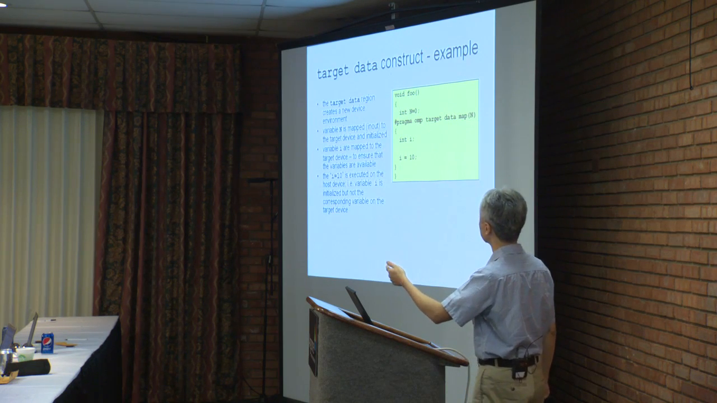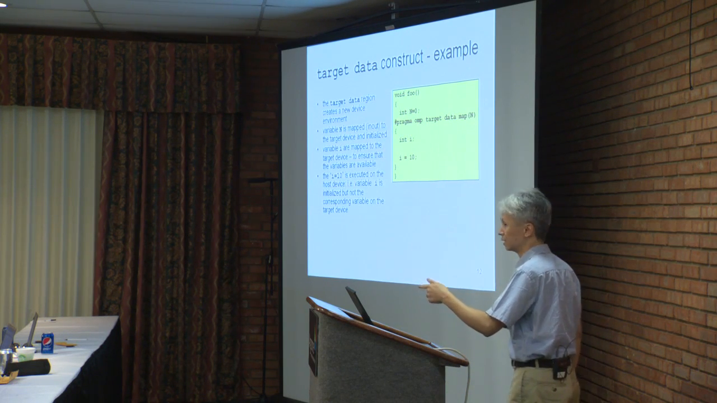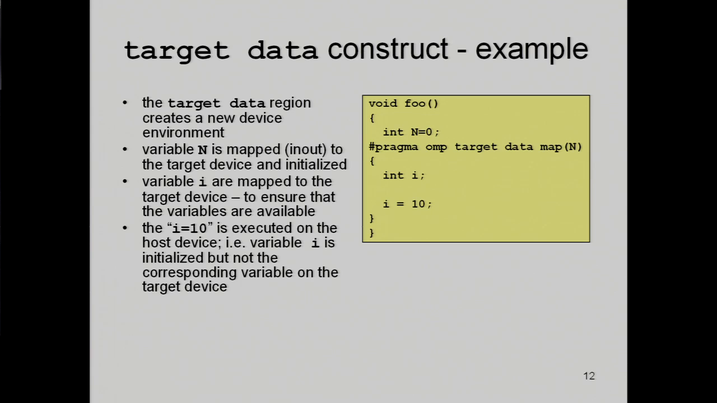On the target device, n is equal to zero, and it's initialized because I transfer data from the host to a device. Since the map type here is in-out, at the end of the target region, in this case the target data region, I also want to map the data back to the host. So do we have two transfers?